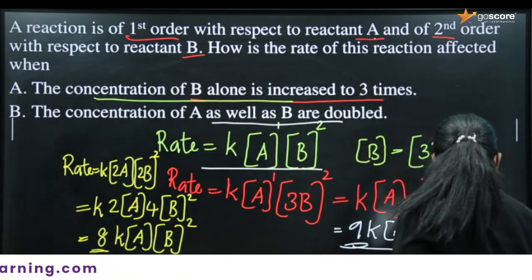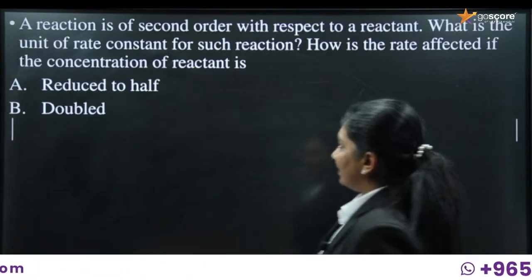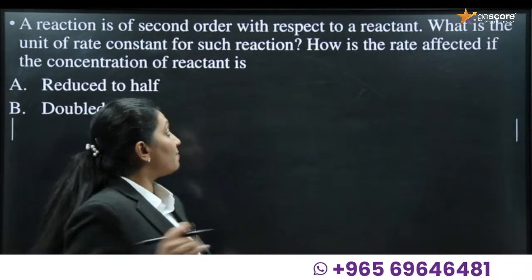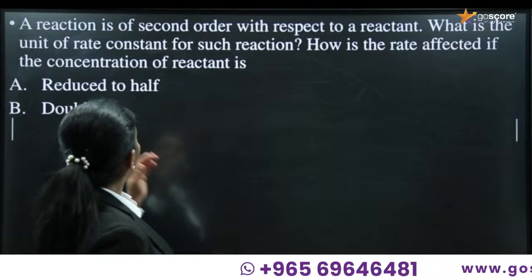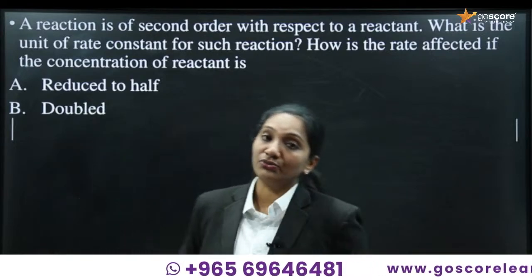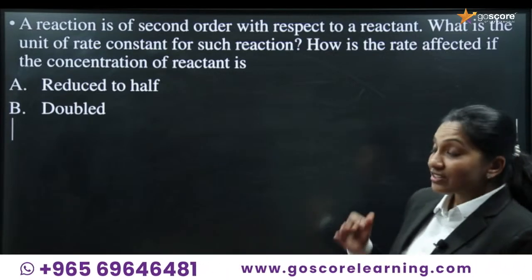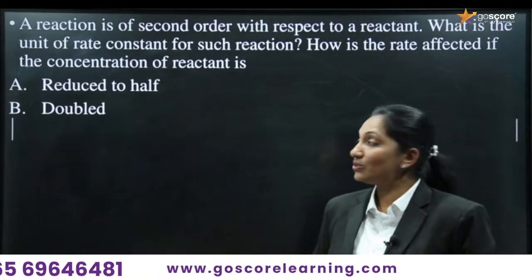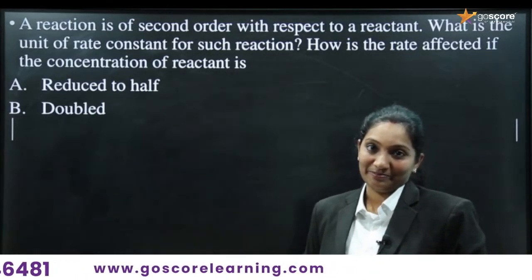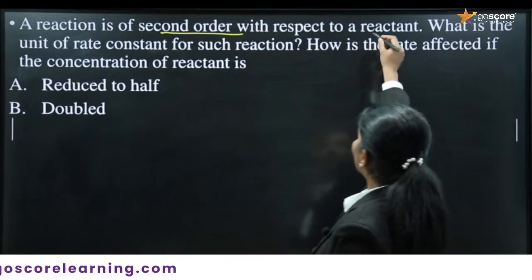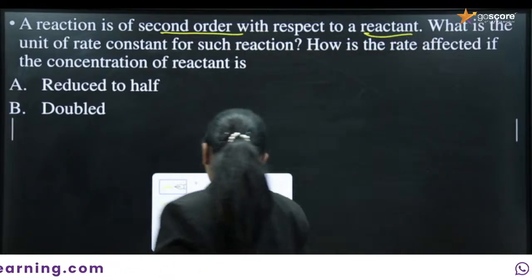Okay, now see one more question. The same pattern. A reaction is of second order with respect to a reactant. What is the unit of rate constant for such a reaction? And how is the rate affected if the concentration of reactant is reduced to half and doubled? See, a reaction is of second order with respect to a reactant. So how can we write the rate?